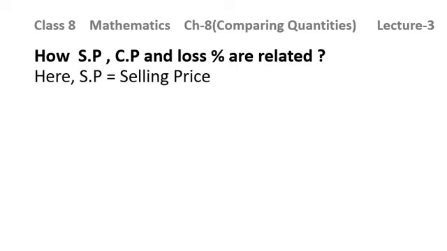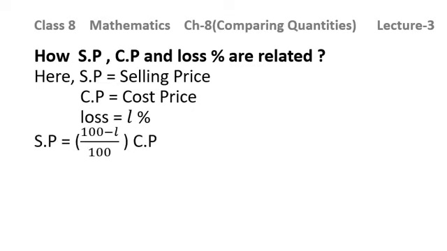Here SP is the selling price, CP is the cost price, and loss is given by loss percent. If loss is given to you in percentage, then it will be loss percent. Here is the formula: SP will be given by (100 minus loss percent) over 100 into CP. CP will be given by SP into 100 over (100 minus loss percent).